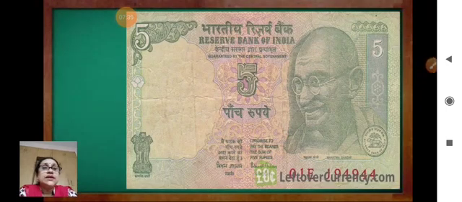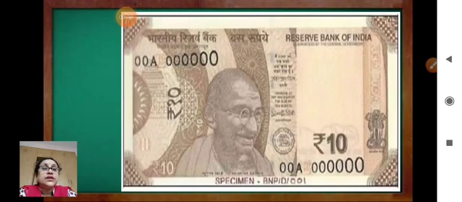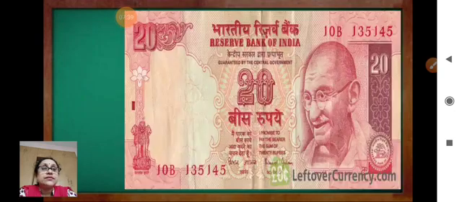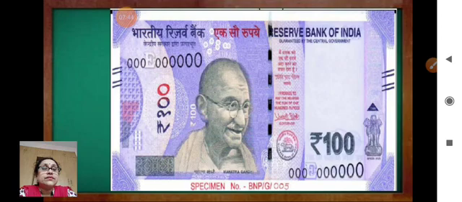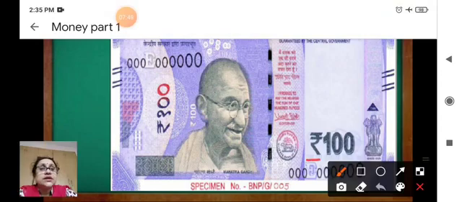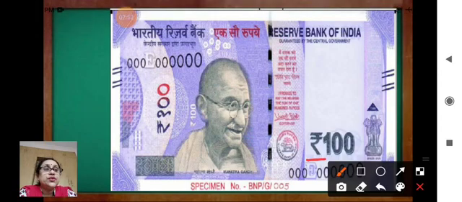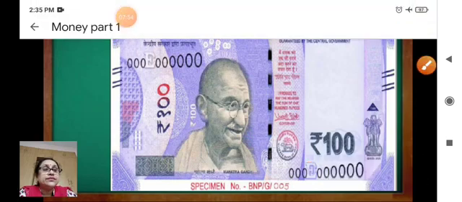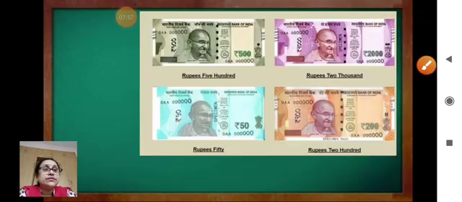Now you can see here 5 rupees, 10 rupees, 20 rupees, 100 rupees. Now here you can see how the rupees symbol is written. Rupees 100, rupees 500, rupees 2000, rupees 50, rupees 200.